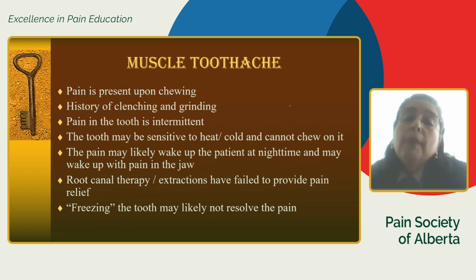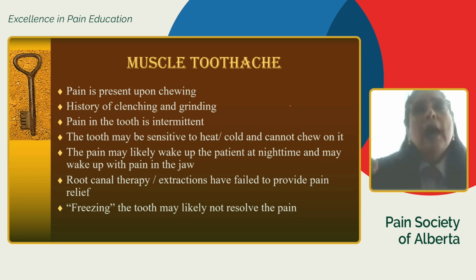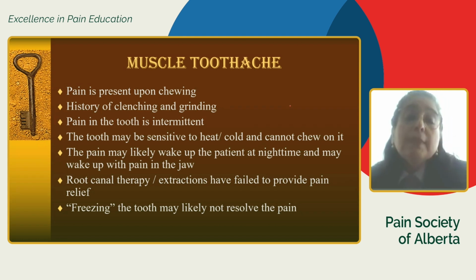Again, we talked about muscle toothache a little bit in the beginning. This pain obviously will be present upon chewing, right? The people will have a history of clenching and grinding. The pain in the tooth is intermittent, right? Again, when it is a toothache, assuming that the tooth is the problem but you don't see any obvious cause, it will be mostly provoked pain, and if it is spontaneous, it will not stop. But in this case, the pain will be very bad, and then you can be fine. And then the pain will be there again, you know. The tooth will be sensitive to heat and cold.